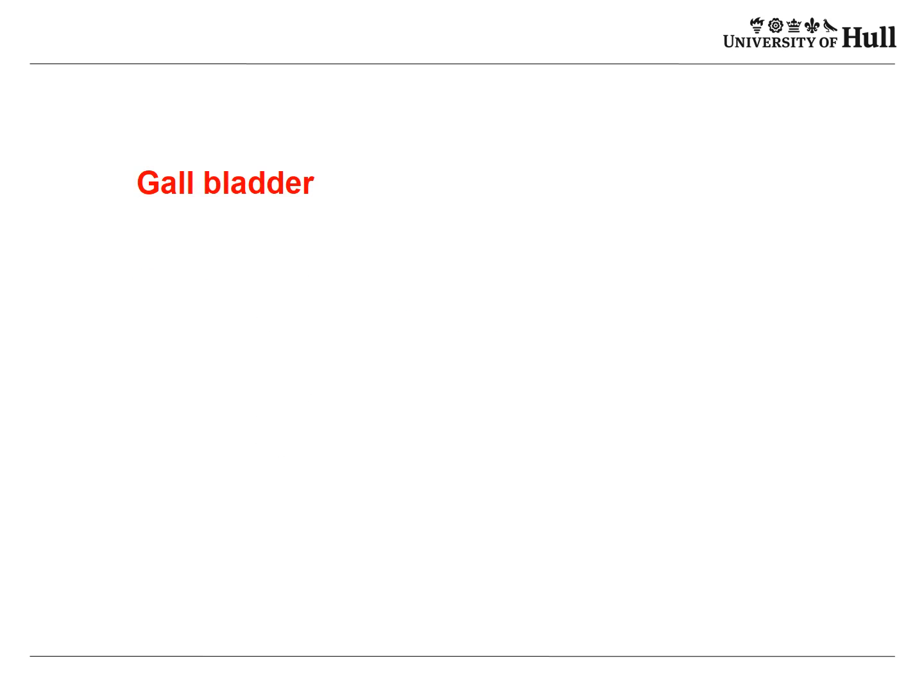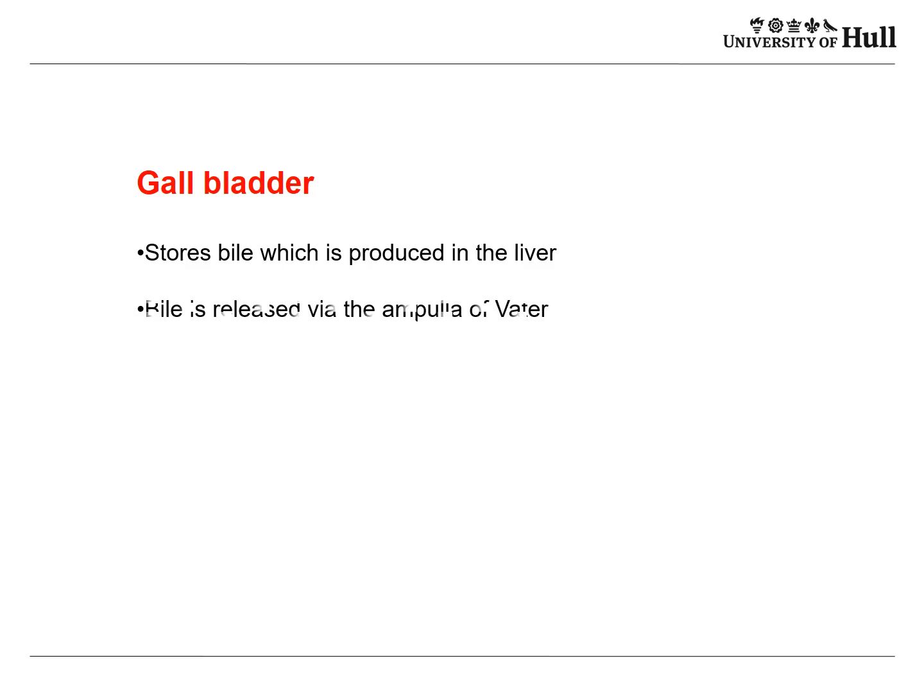Let's continue this diversion by looking at the gallbladder. The gallbladder is connected to the liver and it's there to store the bile which is produced in the liver. The gallbladder doesn't actually produce anything. Bile is released via the ampulla of Vater, and bile is an emulsifying agent. It's not a digestive enzyme. An emulsifying agent breaks fat down into smaller globules which can then be acted upon by the lipases.